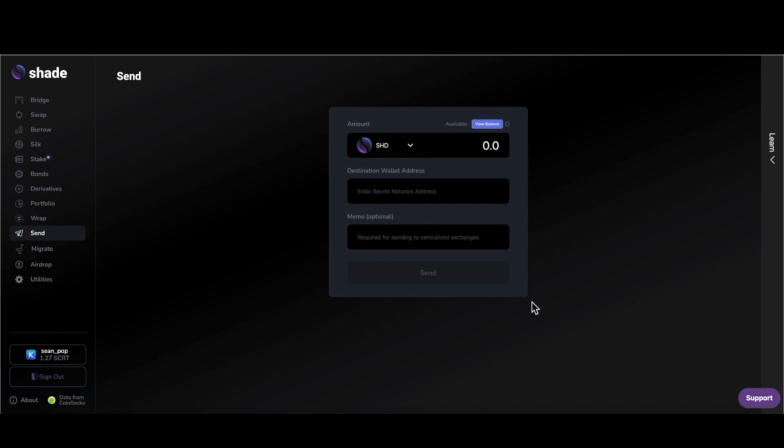The send page is just like it sounds. This is something that you could do from your wallet, but the UI is so clean here. It's quite easy and beautiful. Let's say you have another wallet and you want to send Shade or Silk or some Secret to it. Maybe you're sending funds to someone else. Just copy that address and make your send from here.